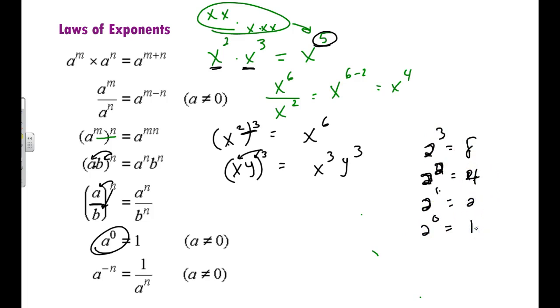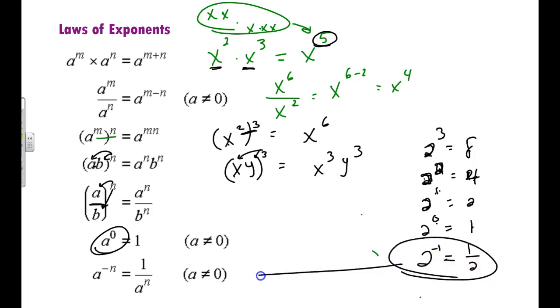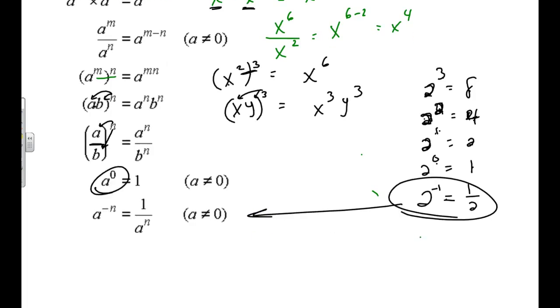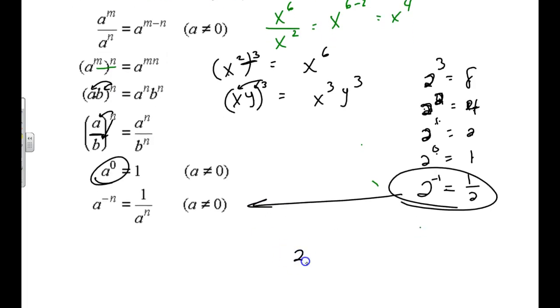If I expand this, I'll get another exponent: 3, 2, 1, 0, negative 1. Half of 4 is 2, half of 2 is 1. Half of 1 is 1/2. So there's our last, it's called the reciprocal. So if I have something like 2/3 to the negative first, then that would equal 3/2.